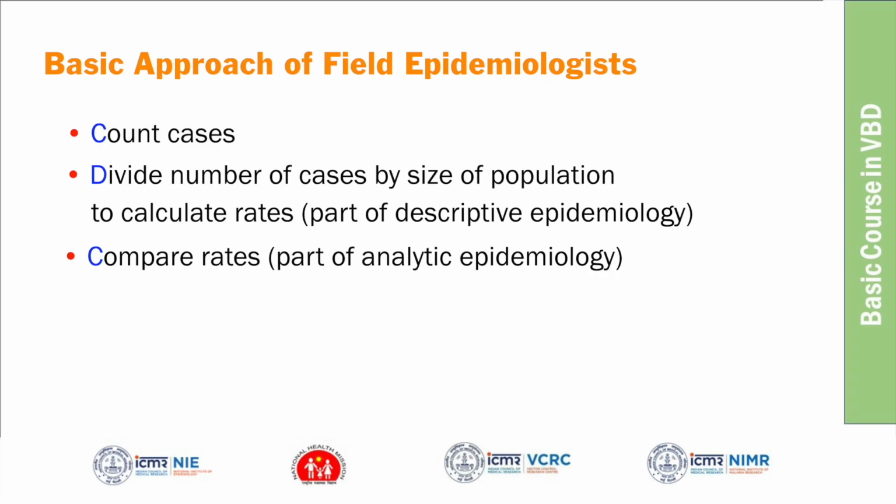So any field epidemiologist will investigate using these principles. First, he would count the number of cases divided by the population at risk of developing the disease, and then he would compare whatever rates he gets in different subgroups of interest. It could be men, women, it could be comparison in different districts, it could be comparison among diseased, non-diseased, etc.